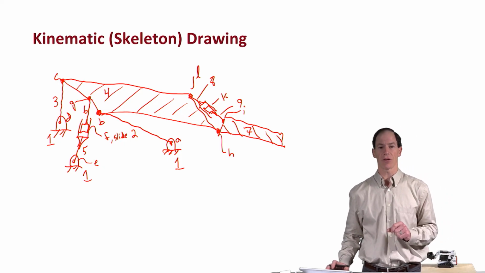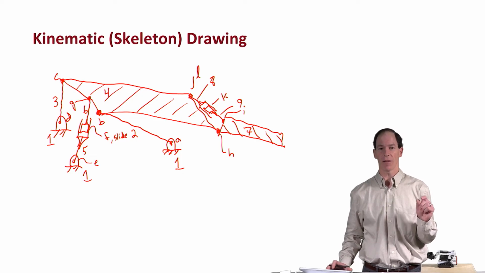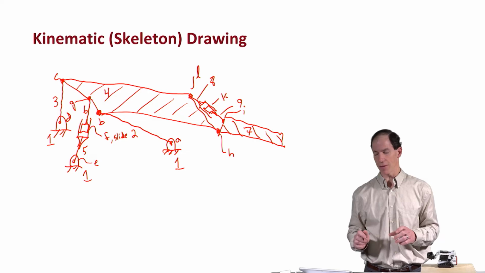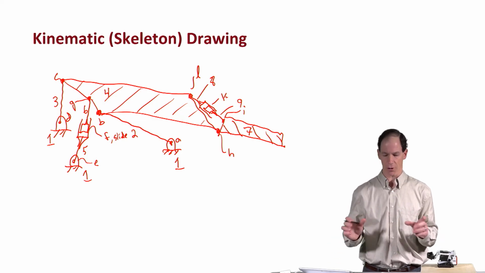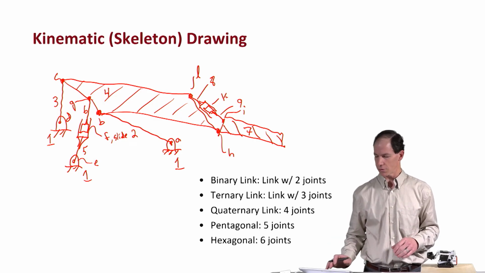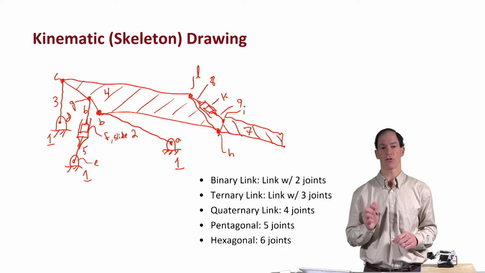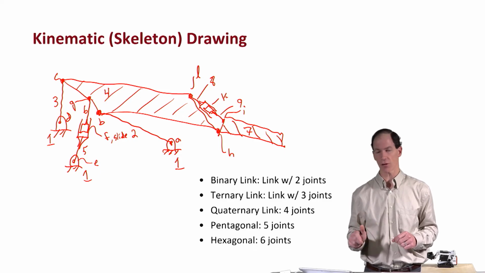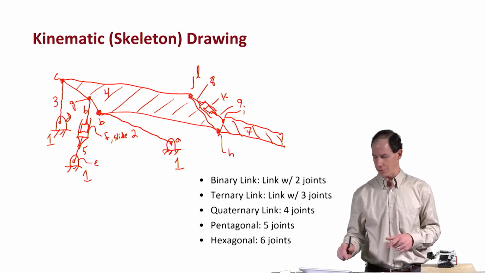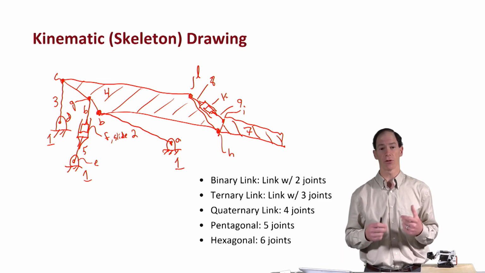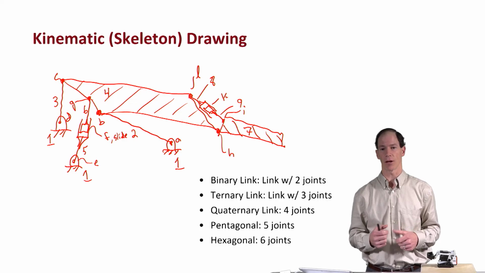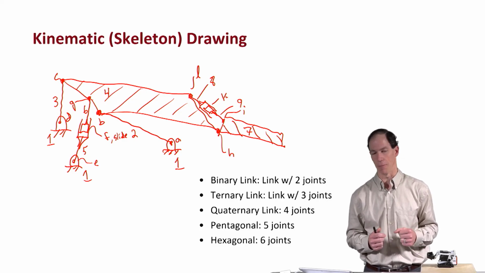The next thing I do is I say, well, it's a 9-bar linkage, and then I start to say, well, how many joints does each one of the links have? And that then defines whether or not there's a binary link or a ternary link and so forth. So a binary link is a link that has 2 joints on it. So the majority of the links in this case, link 2, link 3, link 5 and 6, those are all binary links, as is link 7, 8, and 9.